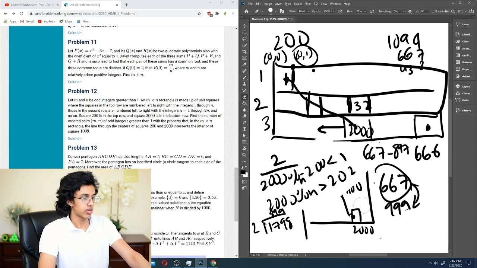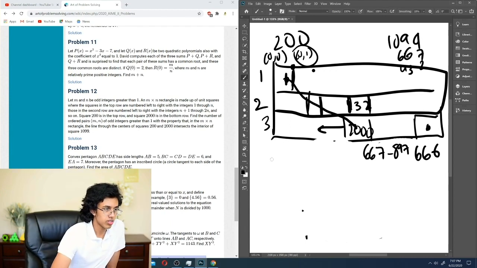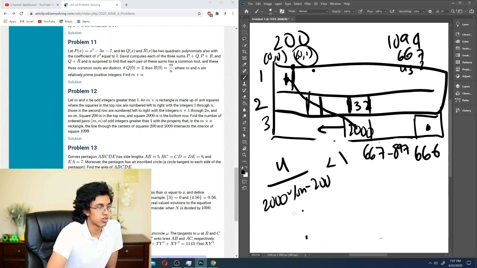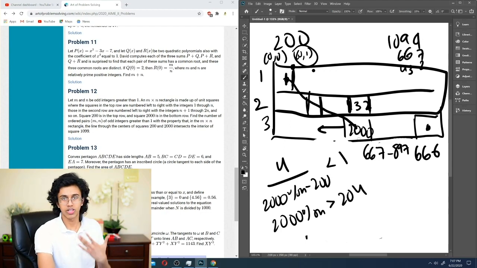Okay, so that's good. Now what about if we had 5 rows, right? Then it would be the same idea. We could apply the same idea. It goes down 4, and then we also have 2000 mod n minus 200. And then it should be less than 1. Okay, so we basically have 2000 mod n greater than 204.